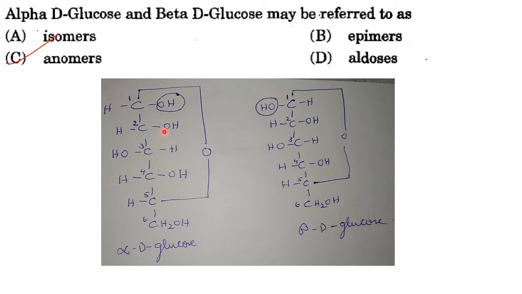Then, alpha-D-glucose and beta-D-glucose are referred to as anomers because they differ only in the position of this particular OH group at carbon 1. That is the anomeric carbon. Alpha-D-glucose and beta-D-glucose have 5 chiral carbons, but since they differ at more than... they are not epimers. But alpha-D-glucose and beta-D-glucose are anomers as they differ at carbon 1 only. See, the position of OH is on the right side in the case of alpha-D-glucose, whereas it is on the left side in the case of beta-D-glucose.